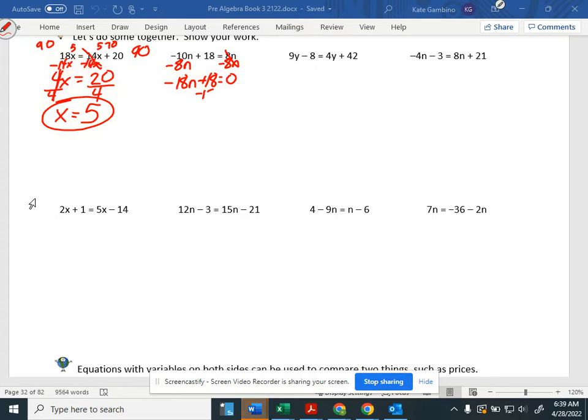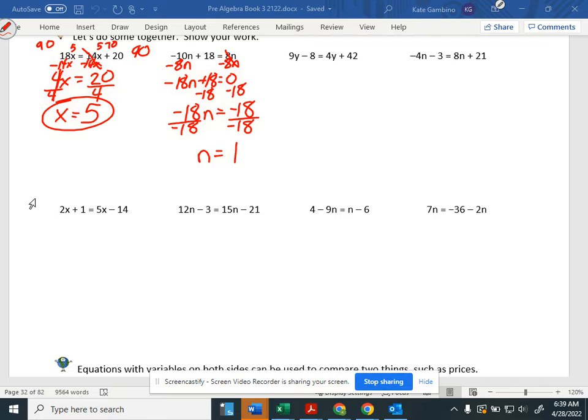Then we want to move our constant over. So negative 18n equals negative 18. We're going to divide. So now we have that n equals 1.